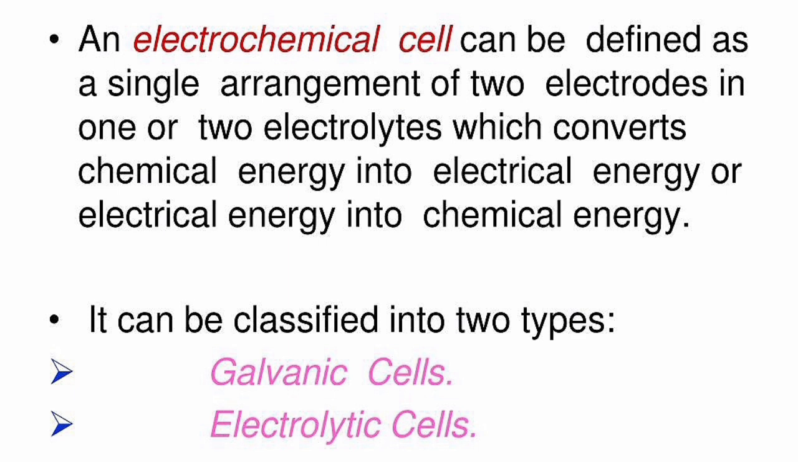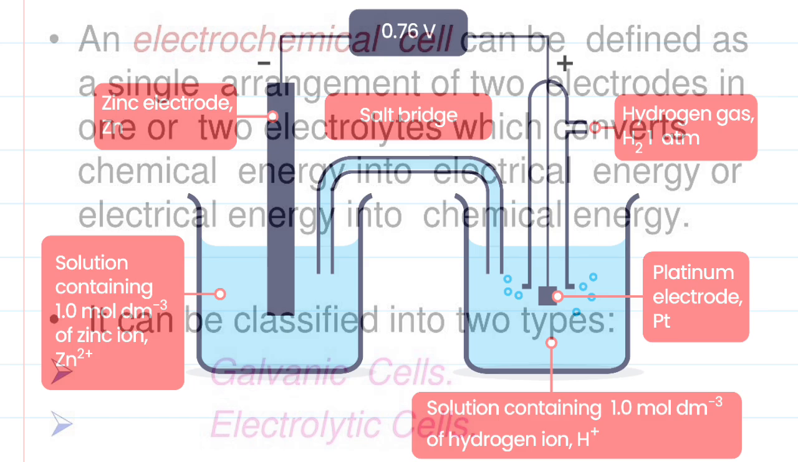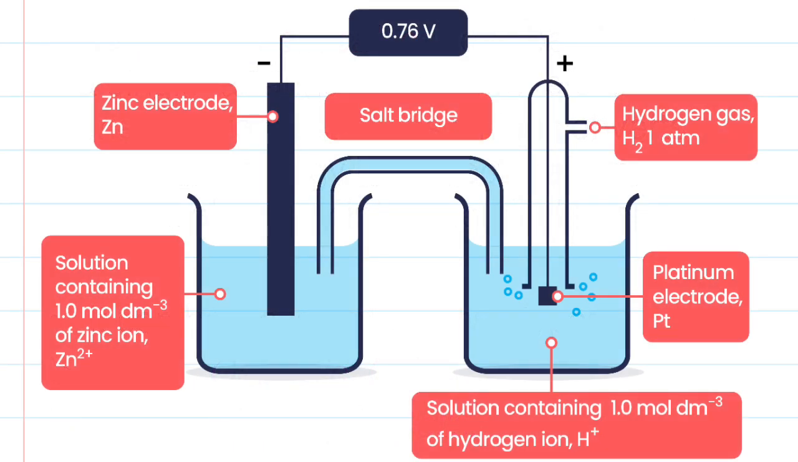Now, what are the differences? I'm talking about the electrodes. In an electrochemical cell, the negative electrode is the anode, while the positive electrode is the cathode. Okay, then we have a salt bridge. It is a tube filled with weak electrolytes which serves as a connection between the oxidation half cell and the reduction half cell in a galvanic cell.